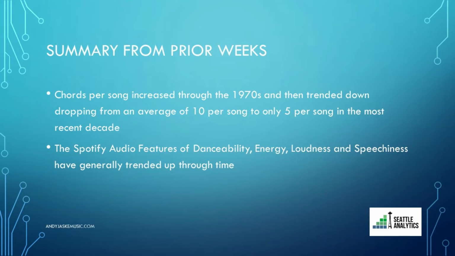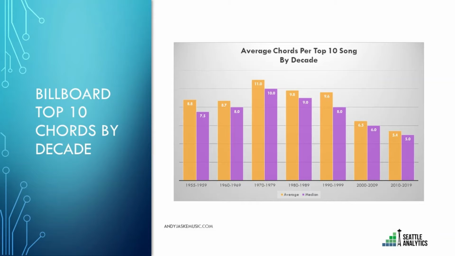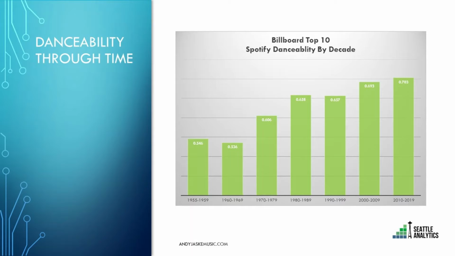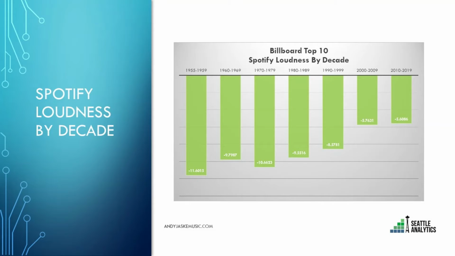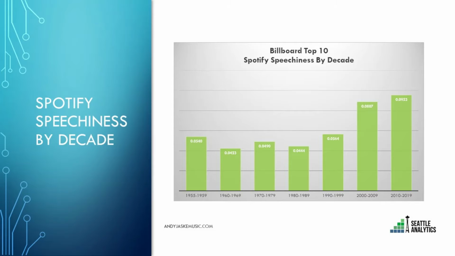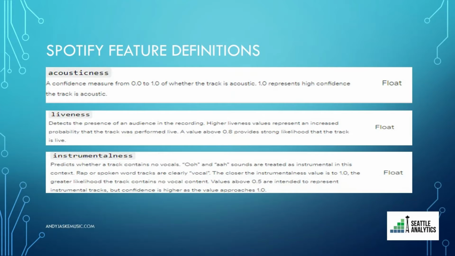As a review, in the first 3 episodes, we saw how the number of chords per song, danceability, energy, loudness, and speechiness have changed over time. The number of chords per song has declined while each of the other elements have generally increased through time. This week, we'll take a look at a variety of new measures: acousticness, liveness, instrumentalness, mode, and valence.